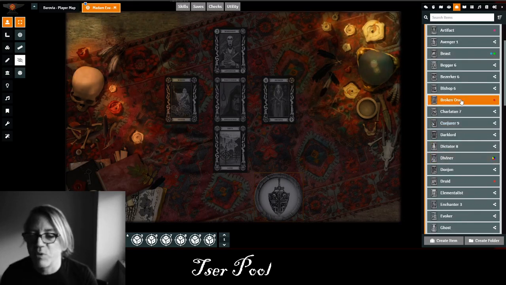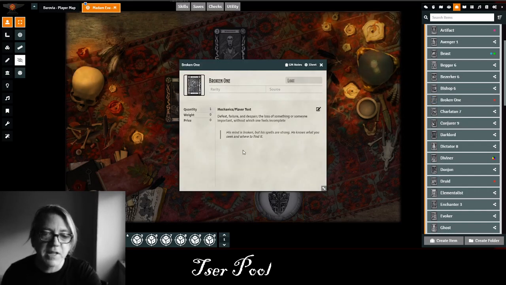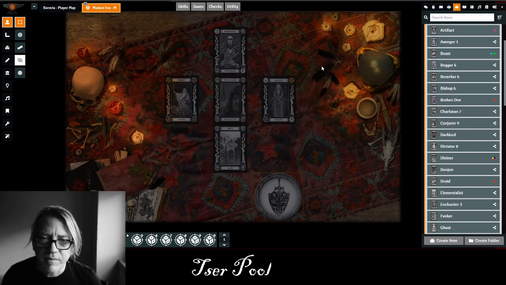And one of the things I did with the cards, and I'll just open one of the cards here so you can see, is I put the flavor text in the item in here with some notes. His mind is broken, but his spells are strong. He knows what you seek and where to find it. Kind of a clue on this particular card for this character. He's supposed to be searching for somebody, and he's looking for something in particular in this case. That's the last Theater of the Mind map.